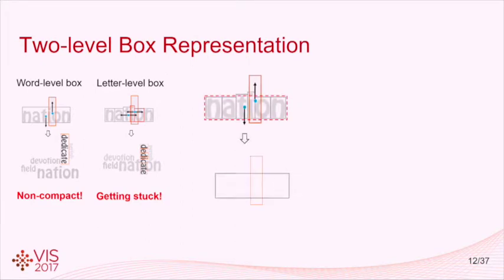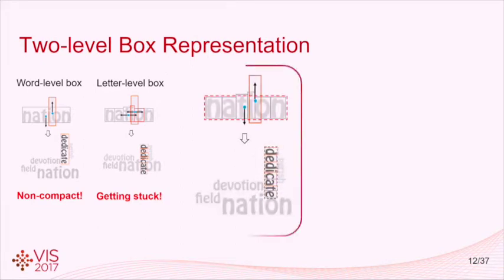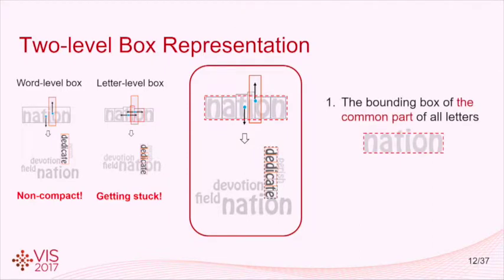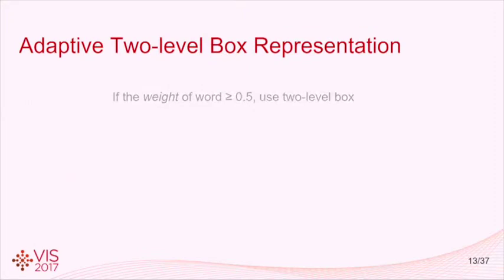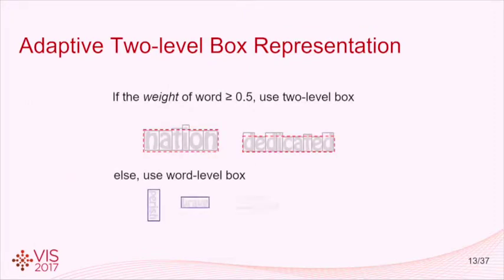Instead, we employ a two-level box strategy. It consists of two parts, the bounding box of the common part of all letters, and the letter-level box. This example shows the common part bounding box, and this one shows the letter-level box for each letter. So one can say that the word nation has 7 boxes in total. Since two-level box leads to larger computational cost, we use this representation only for words whose sizes are larger than a certain threshold. That is to say, as a compromise, we apply two-level box for some large words, and for other words, we use normal word-level box.